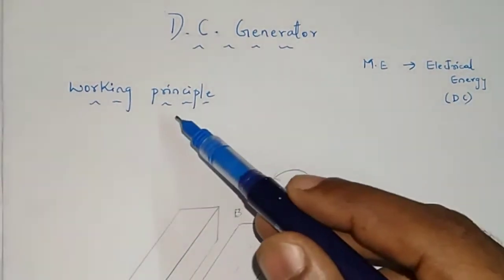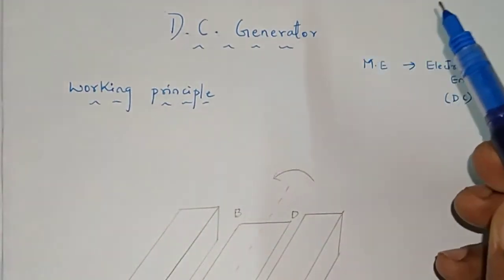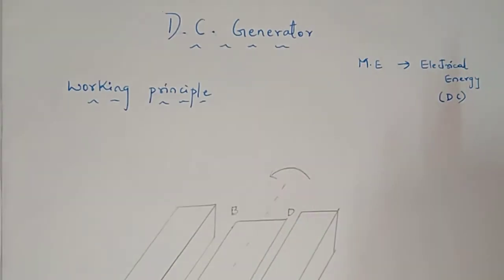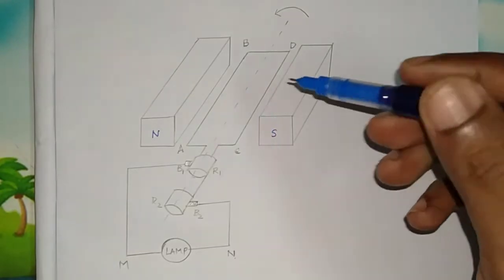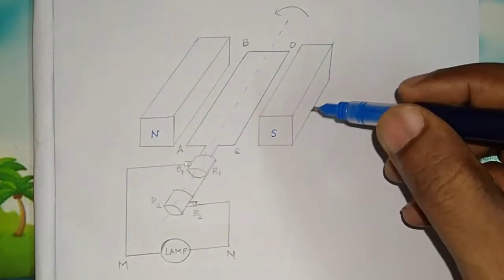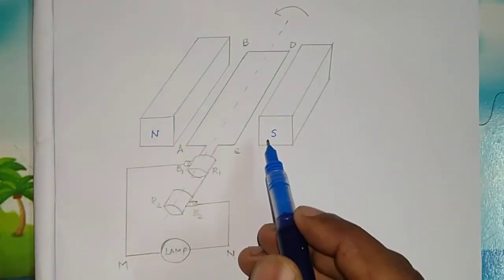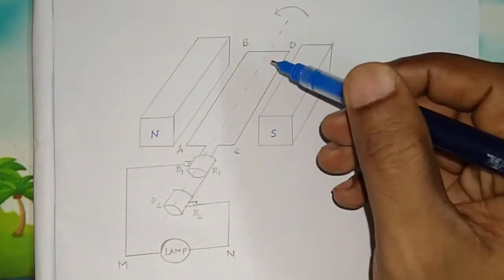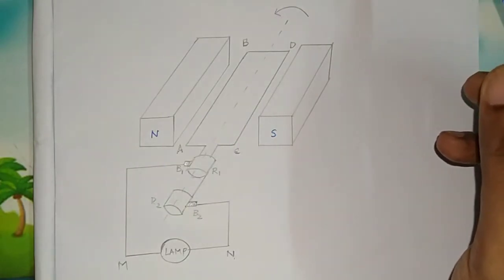Next we will see the working principle of the DC generator. In detail I will explain how the DC supply is generated from a DC generator. To explain it in detail, we'll draw this diagram. I have considered two magnets, you can see the north and south pole. In between the two magnets I have considered a conductor which is rotating between the magnets.